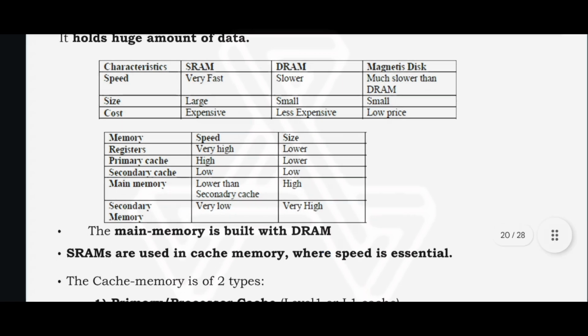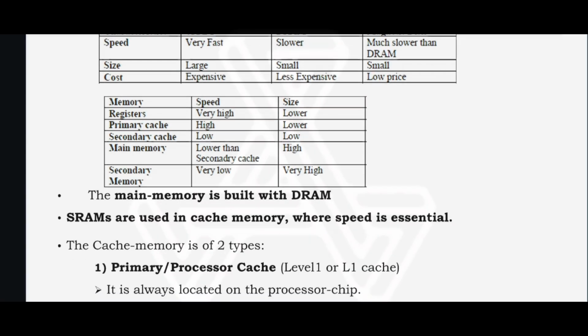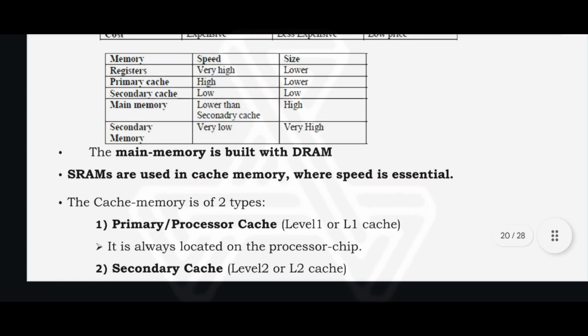Characteristics: speed, size, cost for SRAM, DRAM and magnetic disk. SRAM is very fast, DRAM is slower than SRAM, and magnetic disk is the slowest. SRAM is small in size and expensive, DRAM is larger and less expensive, and the magnetic disk is even less expensive. Memory, speed, size: registers, primary cache, secondary cache, main memory, secondary memory. Speed goes from very high, to high, to low, lower than main memory, to very low for secondary memory. Registers have the lowest size. The main memory is built with DRAM.